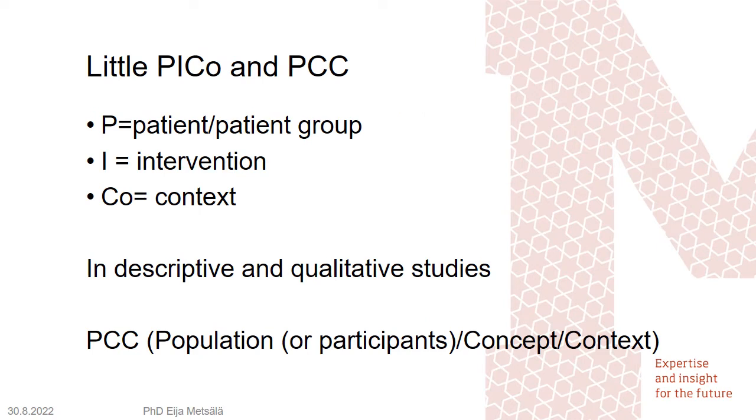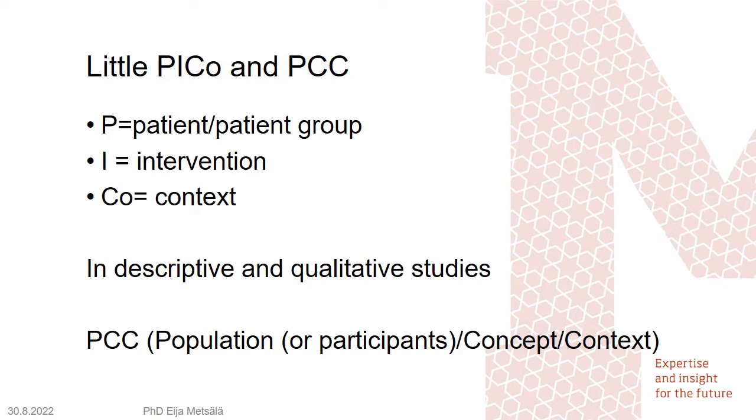There are also some variations of this so-called big PICO, little PICO, where P is for patient or patient group, I for intervention, and CO for context. So we don't have a comparator there. And PCC for population, concept, and context. These both are typically used when we search for descriptive and qualitative studies.